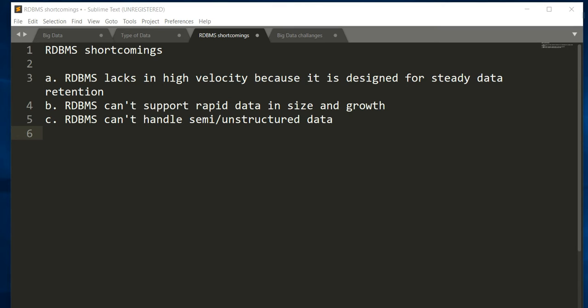Moreover, there is another issue that the data, especially the big data, can grow very quickly, and RDBMS cannot handle that type of growth.